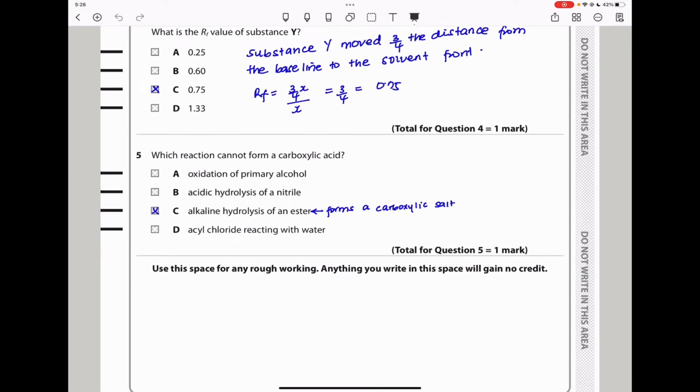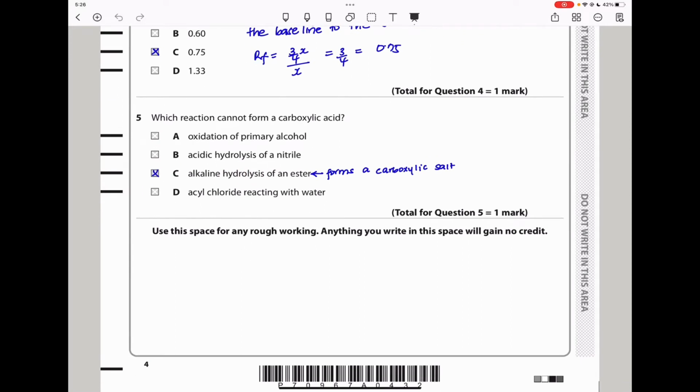It says, which reaction cannot form a carboxylic acid? So let's see, the first one says oxidation of a primary alcohol. Primary alcohols can be oxidized to form carboxylic acid, so that it can. Acid hydrolysis of nitriles, these can. When you hydrolyze nitriles under acidic conditions, you can produce a carboxylic acid. And then alkaline hydrolysis of an ester, this produces a carboxylate salt, not a carboxylic acid. So the answer should be C for question 5. Let's go to question 6.